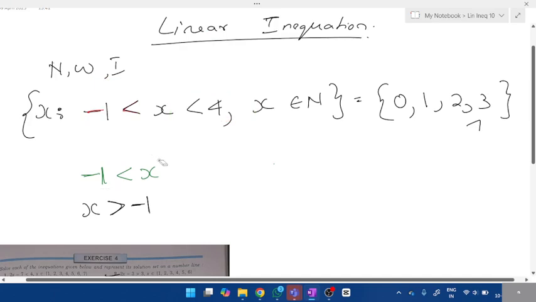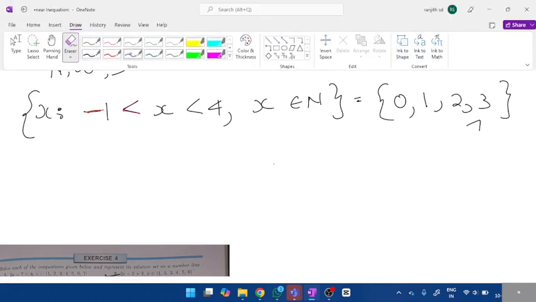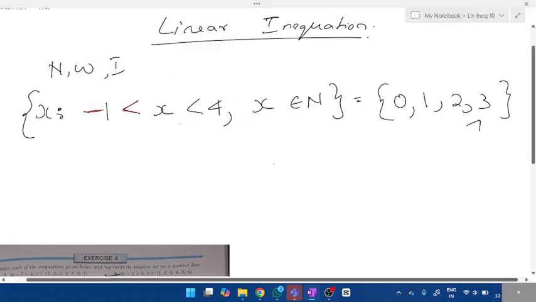Now look here. You understood how to split the equation and find the numbers? Two equations are merged, you split and find the solution. Now 0, 1, 2, 3. X belongs to natural number, so should I consider 0? No. So what's the solution set? What's the final answer? 1, 2, and 3.